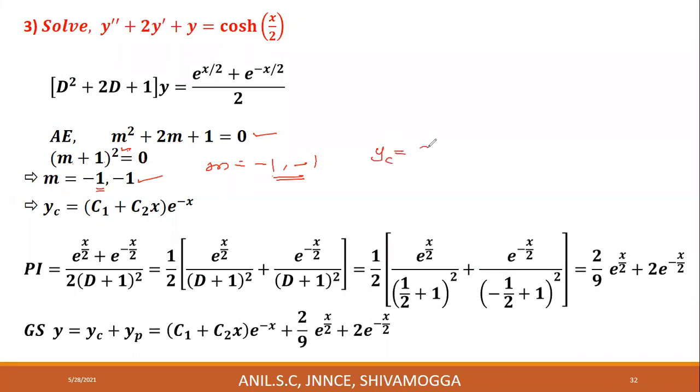Therefore, yc is given by c1 plus c2x into e power mx. M is minus 1. Therefore, c1 plus c2x into e power minus x.